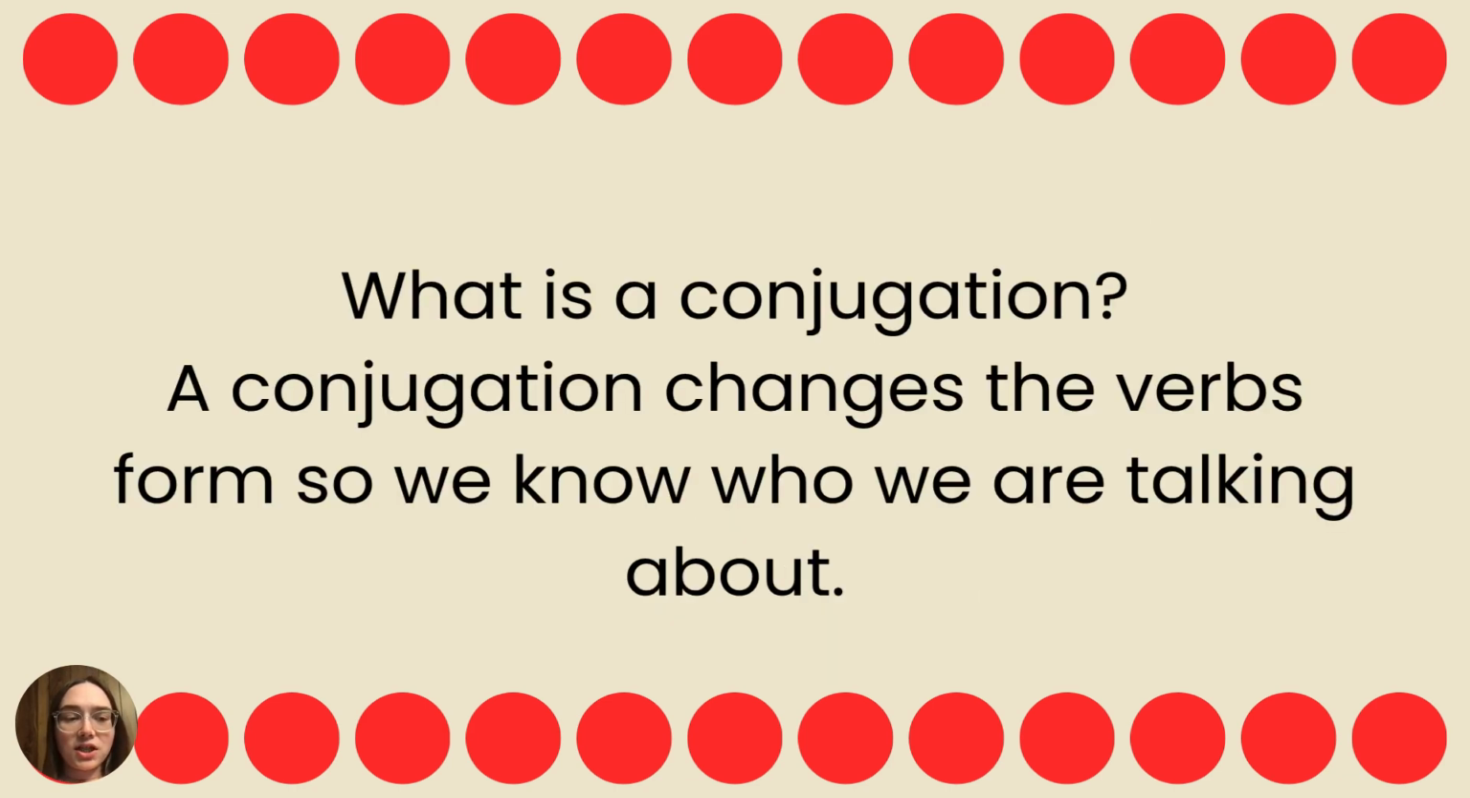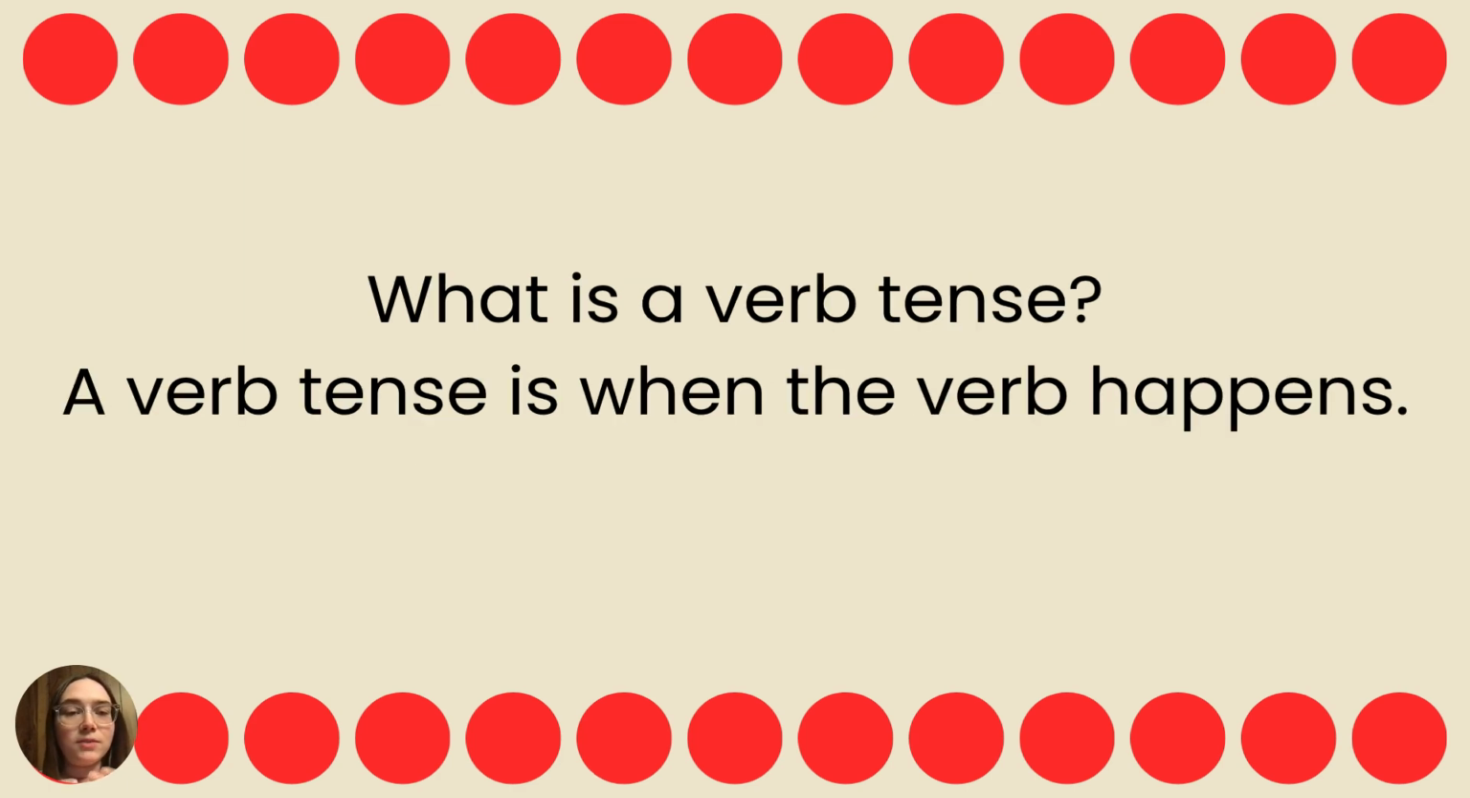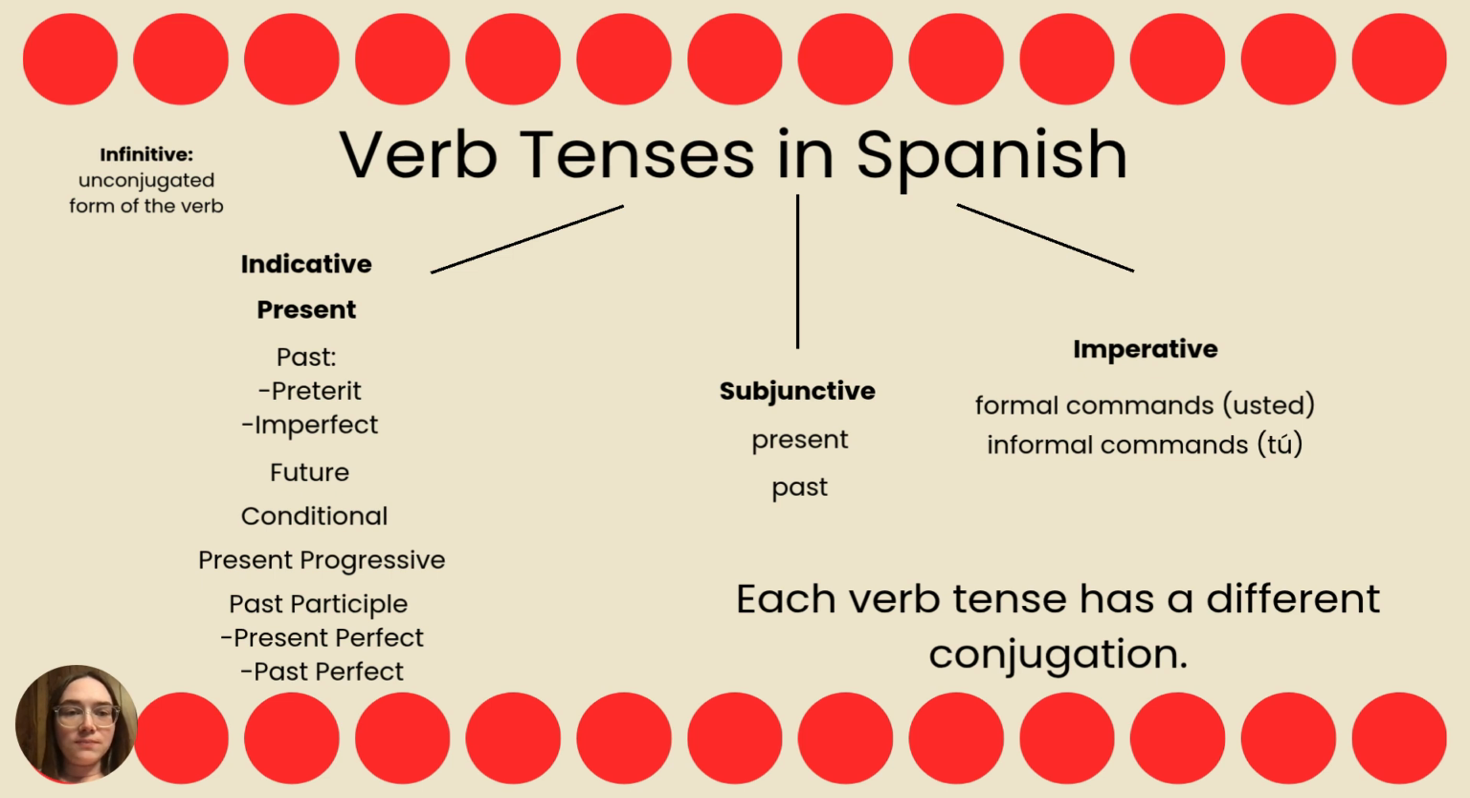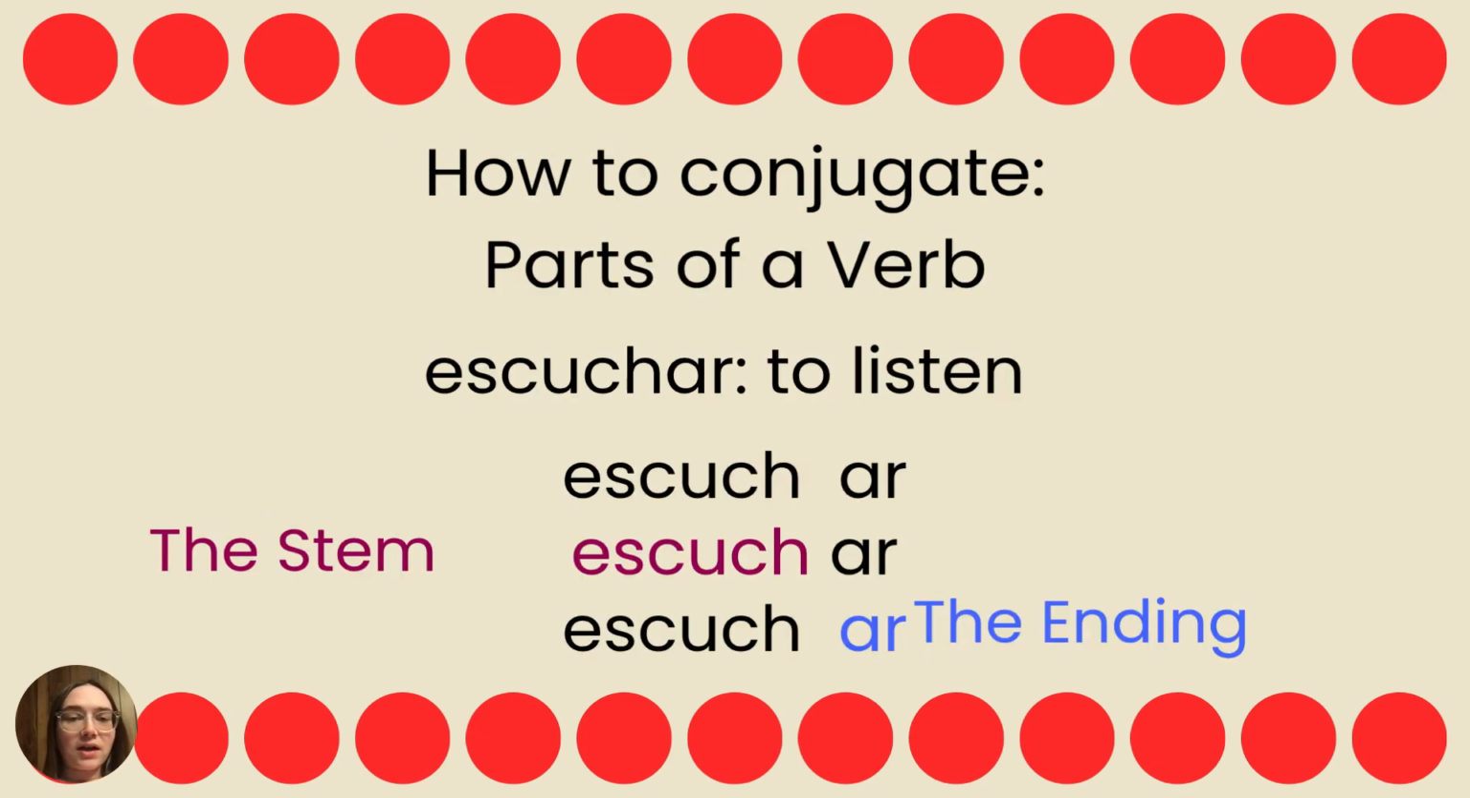But what is a conjugation? What do you mean we're going to conjugate a verb? A conjugation changes form so we know who we're talking about. And then a verb tense is when the verb happens. So we're doing it in the present tense today. As you can see here, there's a lot of different verb tenses in Spanish, but we're focusing today on the present tense.